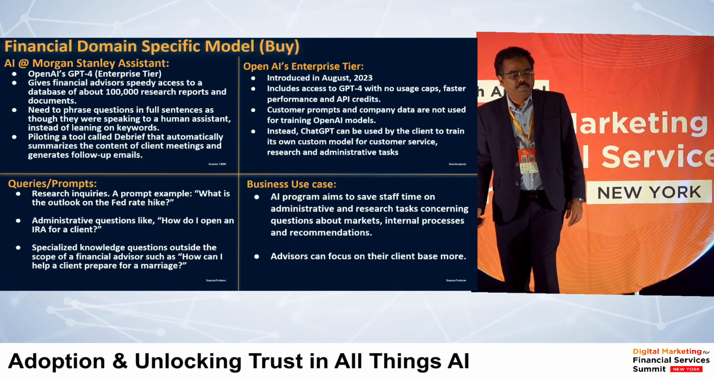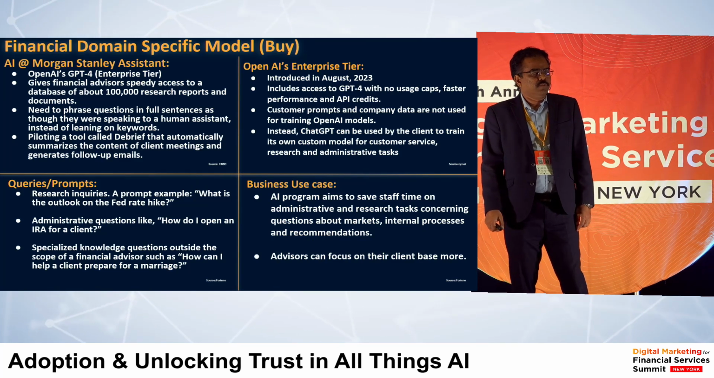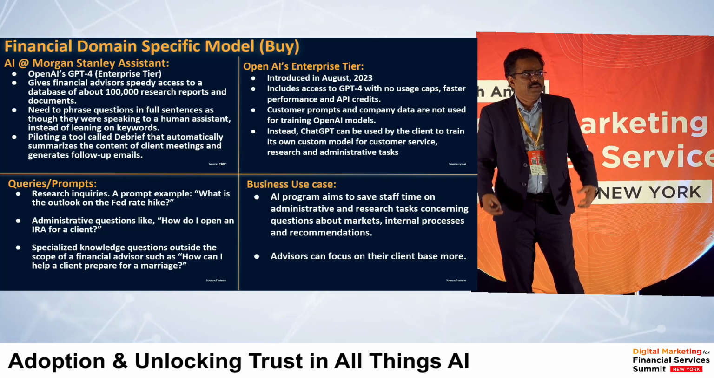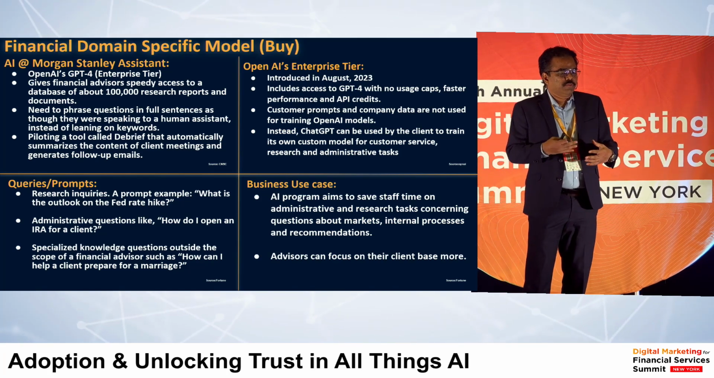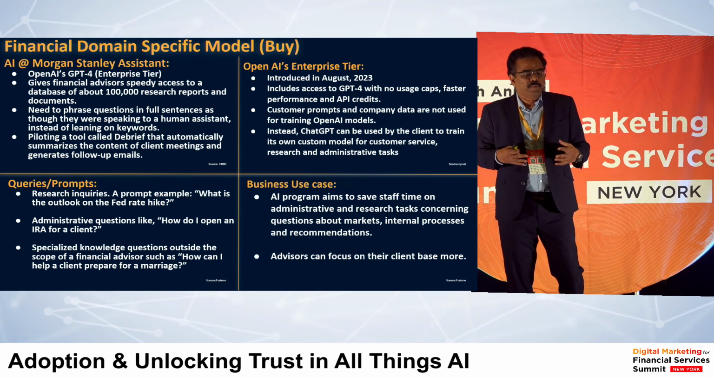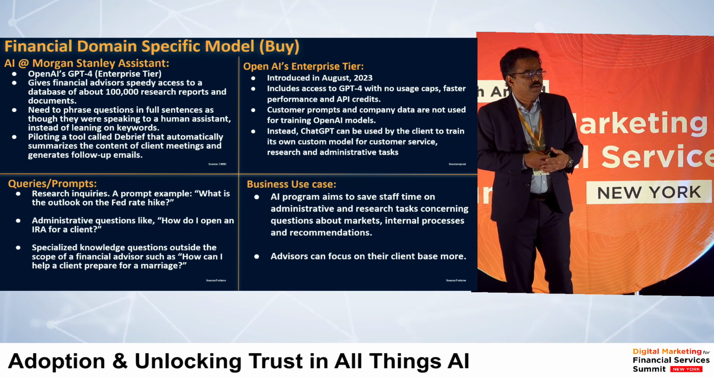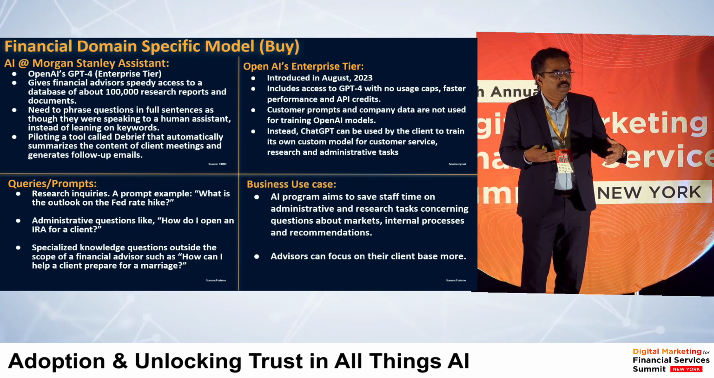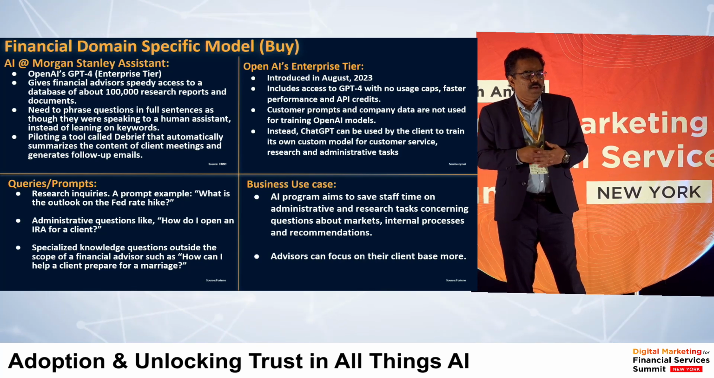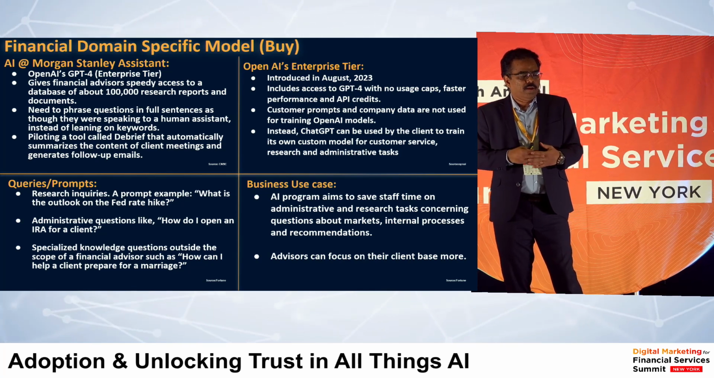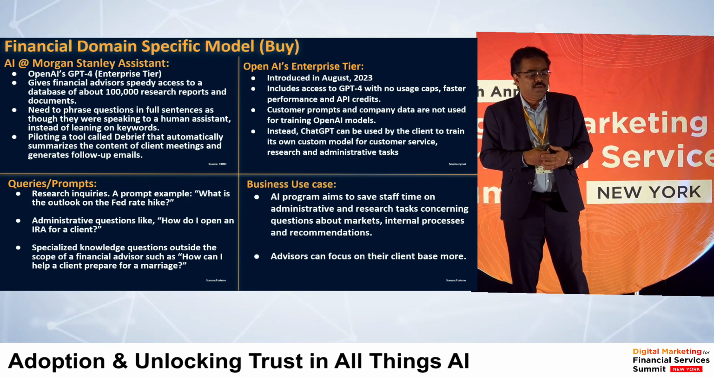Now, what about buy? So Morgan Stanley, they came up with this AI at Morgan Stanley assistant, right? This is based on the partnership with OpenAI. OpenAI's enterprise tier provides certain guardrails in terms of this data that either customer prompts or the training data and all of that. So what they did was they created this 100,000 research reports, and then they ingested into that custom model.